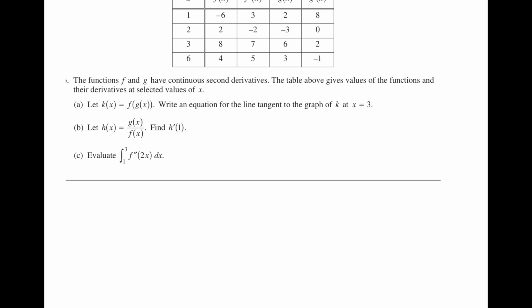Now, part A, they said if k of x equals f of g of x. So we have a composite function. They want the equation for the line tangent to the graph of k at x equals 3. In order to find the line tangent to the graph, we need to find the slope. In order to find the slope, we need the chain rule.